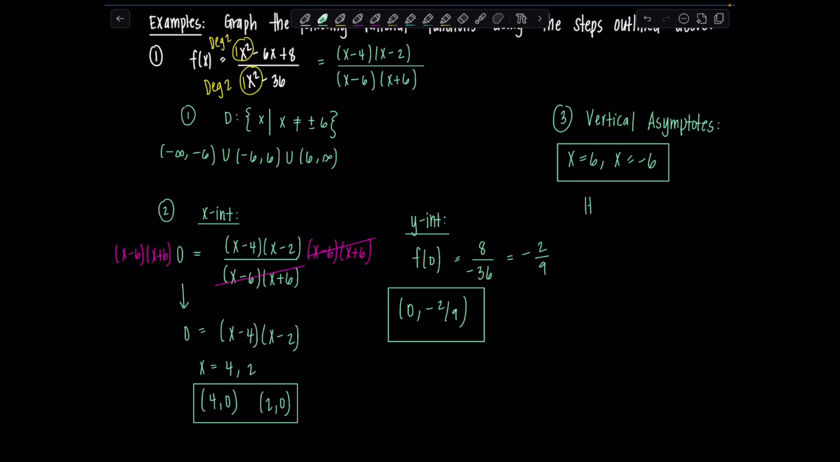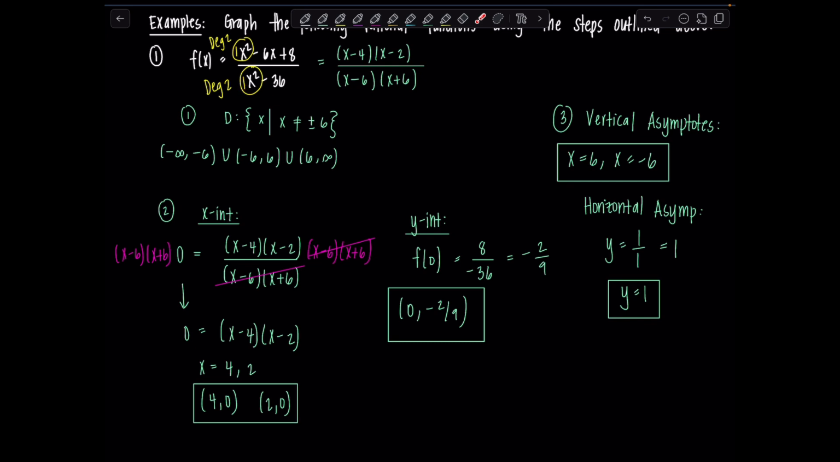So then your horizontal asymptote would have the equation y equals 1 divided by 1, which is just 1. So y equals 1 is the equation of our horizontal asymptote. You just take 1 divided by 1, like that.